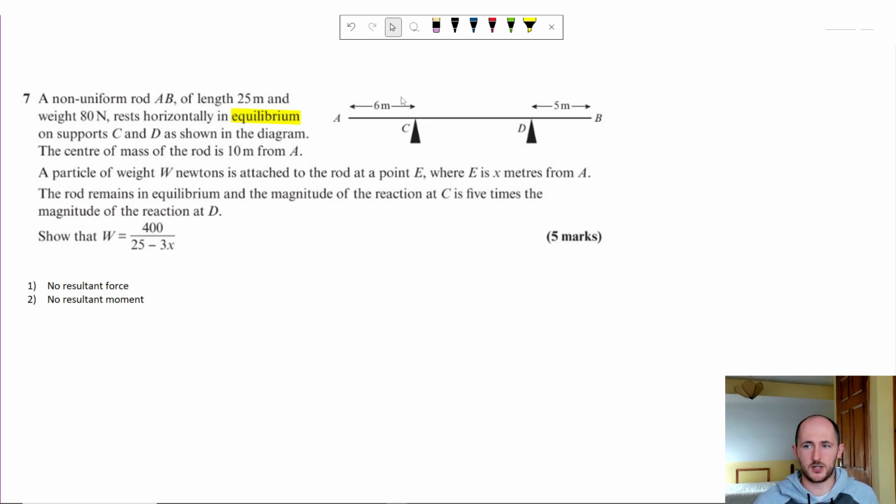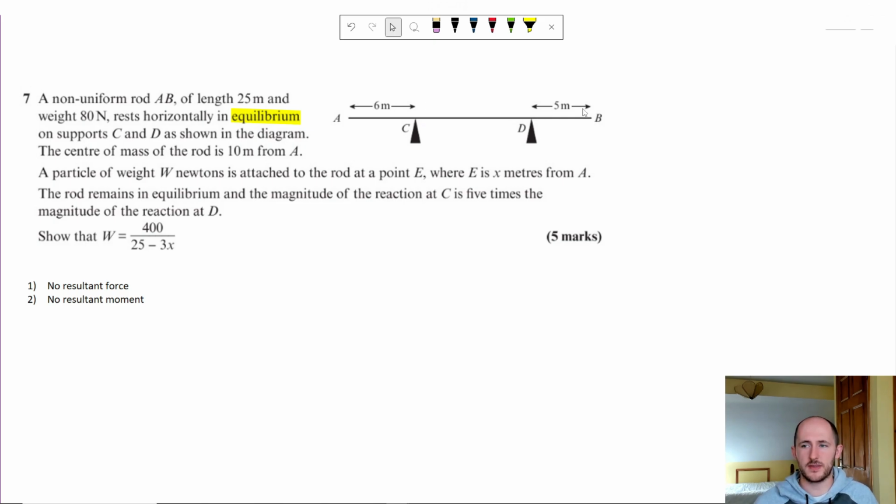This is a very different situation to the drawbridge from the first question that we did. So there are some things that are slightly different. But let's read through it. A non-uniform rod. So non-uniform means that the weight will not be directly at the centre. It will be either to the left or to the right. It'll be somewhere. But we don't really care.